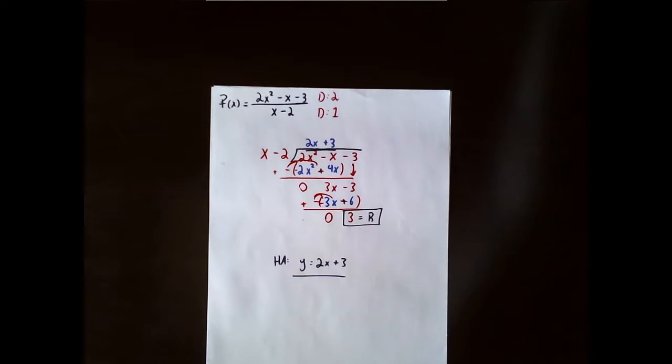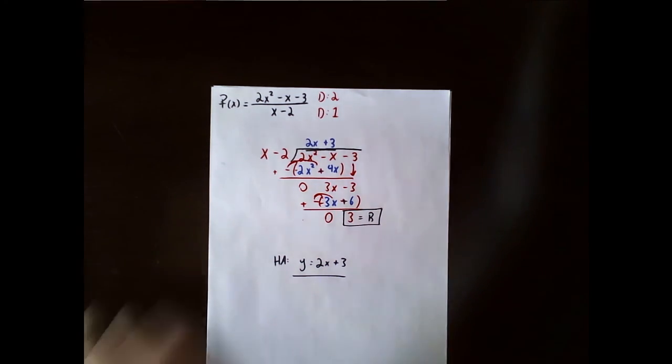So hopefully that wasn't too bad. Once again, it's just looking at the degree of your numerator, looking at the degree of your denominator, and then based on the comparison of those two numbers, you're either going to just have a horizontal asymptote of y equals 0, or you might have to do polynomial long division, or you might have to just divide two numbers. So, yep, hopefully that wasn't too bad.